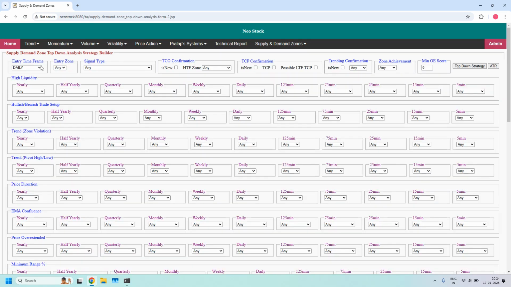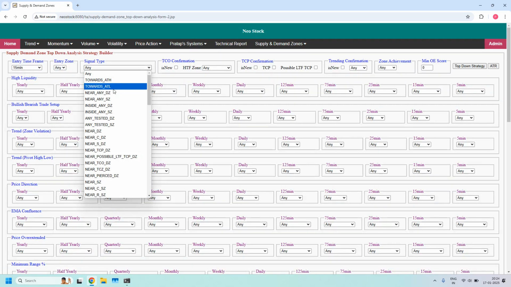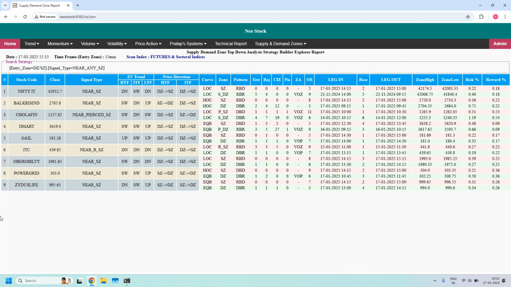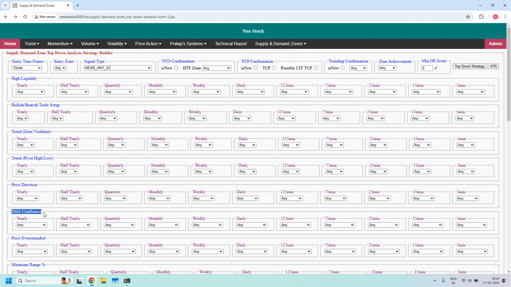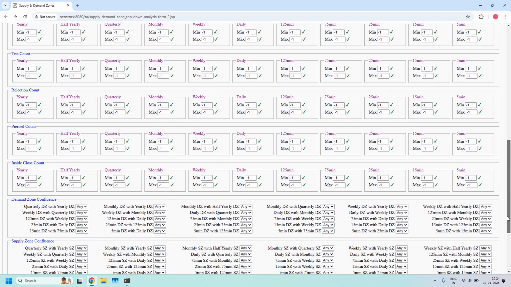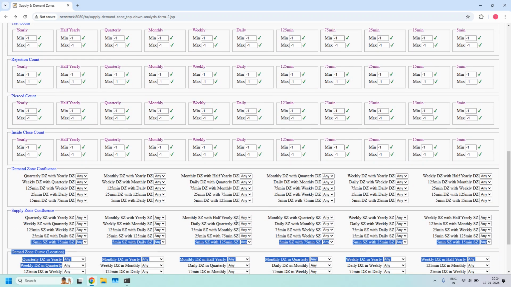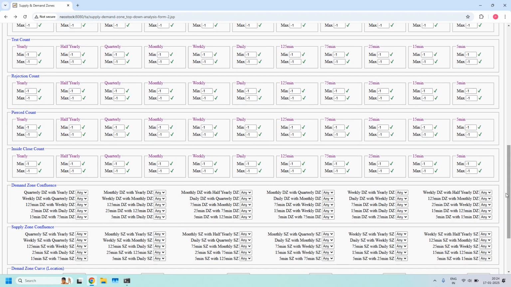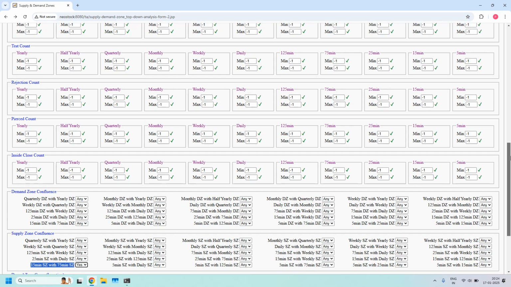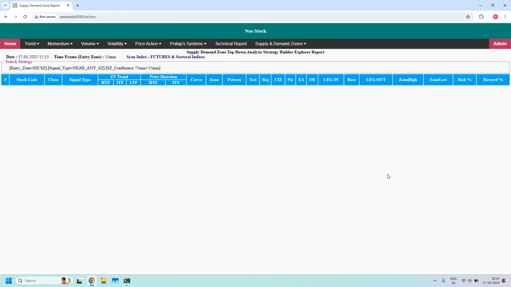Okay, next for 15 minutes time frame, stocks near 15 minutes supply zone, we got 9 stocks. Out of these 9, how many are having ITF confluence? Let us verify. In the EMA in the supply zone confluence, 15 minutes supply zone with 75 minutes supply zone confluence. I'm enabling the filter. We don't have any supply zone confluence stocks.